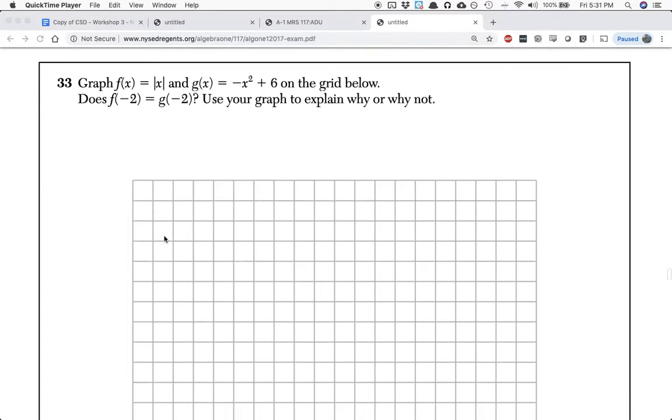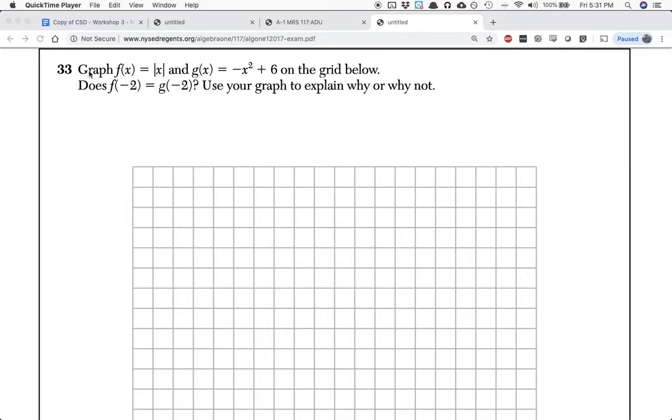So let's see. All we got to do is you see question 33, graph f of x equals absolute value of x and g of x equals negative x squared plus 6. These are the 2 points right here that you get for free. Graph this and graph that and you're done. Like, that's 2 points right there. That's worth a whole multiple choice question.